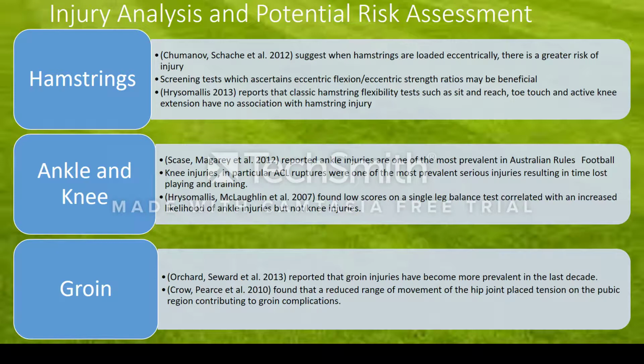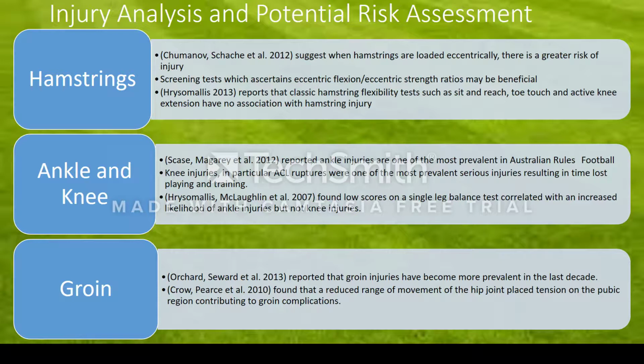Harusamalis reports that classic hamstring flexibility tests such as the sit and reach, toe touch, active knee extension and passive straight leg raise have been found to have no association with hamstring injuries. A possible explanation could be attributed to the fact that the hamstrings are not at the end of their functional range during these tests.